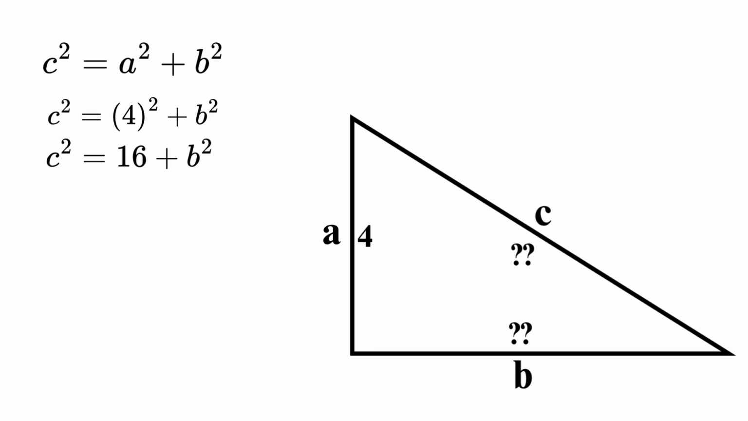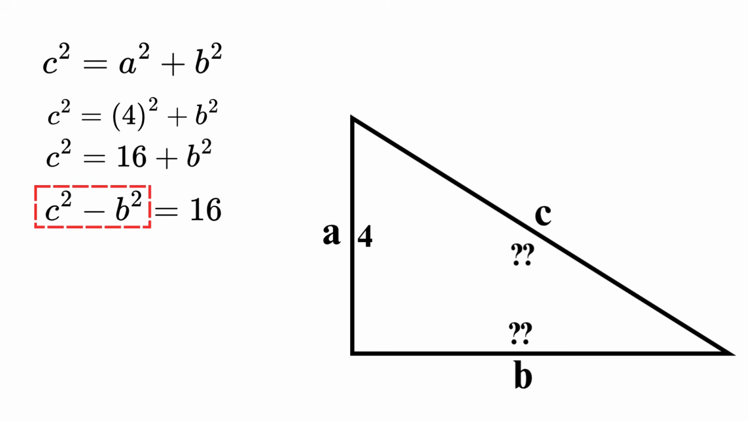Now, let's rearrange this equation. If we subtract b squared from both sides, we get c squared minus b squared equals 16. Now here we use a clever algebraic trick. Look at the left side of our equation. We have c squared minus b squared. We can factor this by using a special identity called the difference of squares.